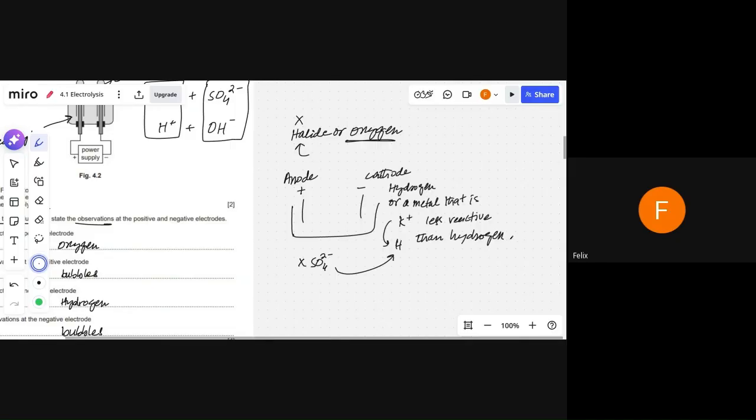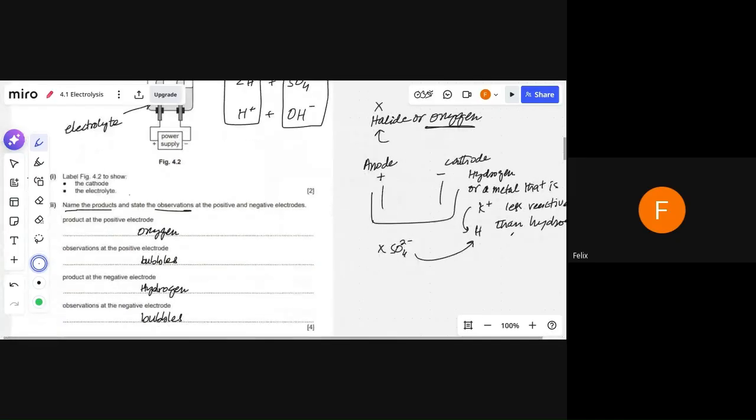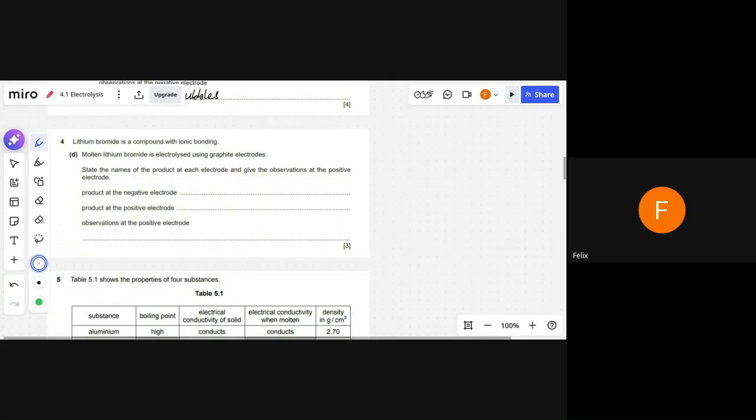Okay, so I hope this is clear. Now we move on to the next part. Lithium bromide. Lithium is a metal, so it will have a positive charge. Bromine will have a negative charge. State the names of the products at each electrode and give the observations.